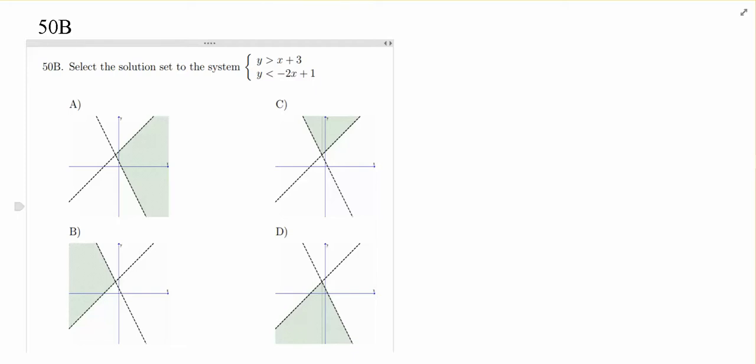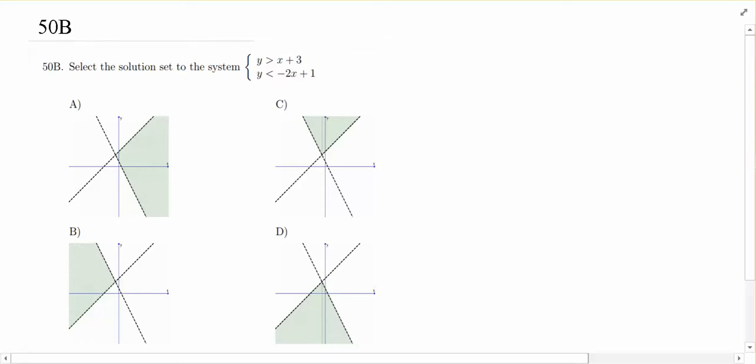Let's take a look at this problem of a system of linear inequalities in two variables. Now, as you look at your four multiple choice options, you should note that all the lines are the same. They're all dotted lines. They're all in the same places. So it's not a matter of how to graph the lines. It's just a matter of where the final shading should be.